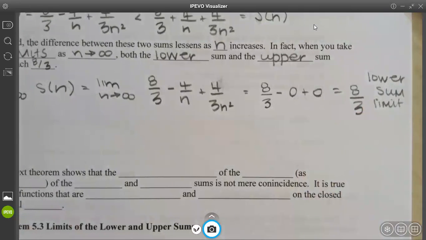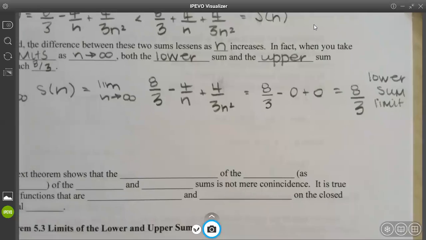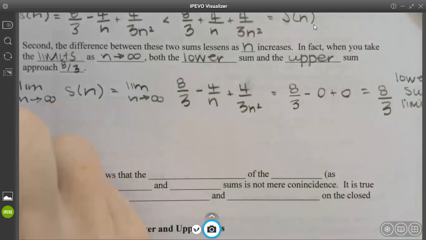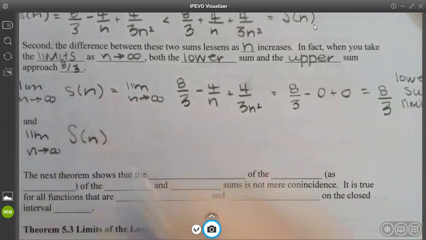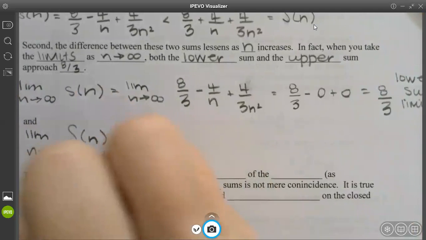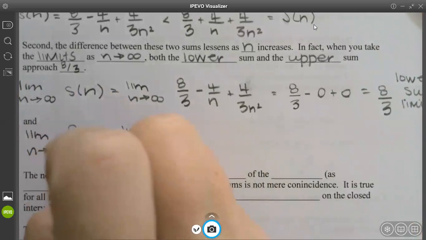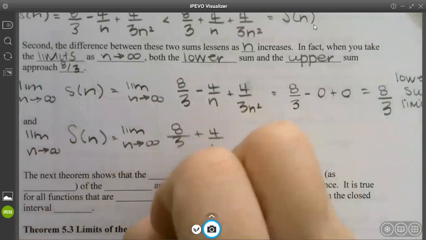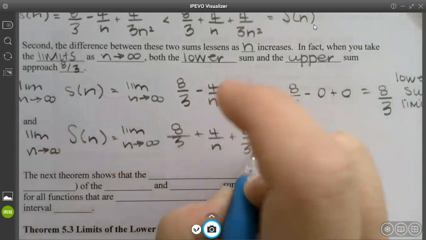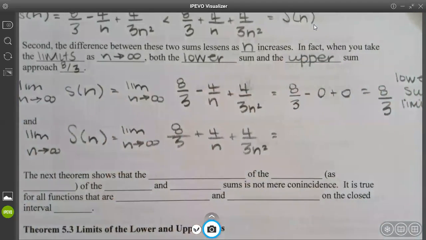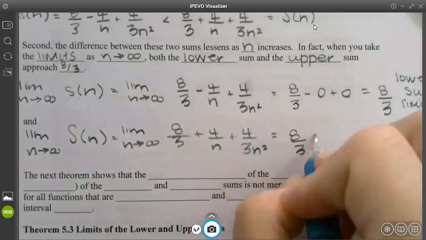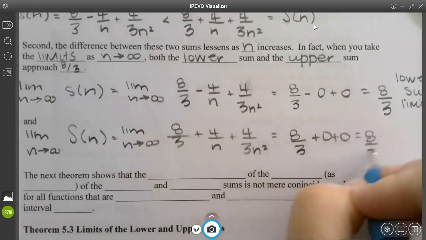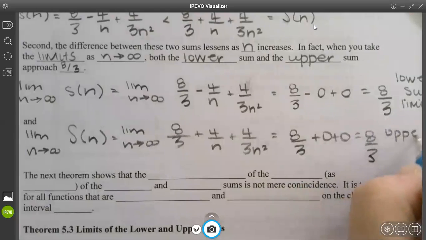You're going to do the exact same thing after this, except you're going to do the upper sum. So everything's going to look exactly the same. The limit as n approaches infinity of a capital S_n equals the limit as n approaches infinity of 8/3 plus 4 over n plus 4 over 3n squared. It is the same exact limits, 8/3, but this time it's plus 0 plus 0, or 8/3, which is your upper sum limit.